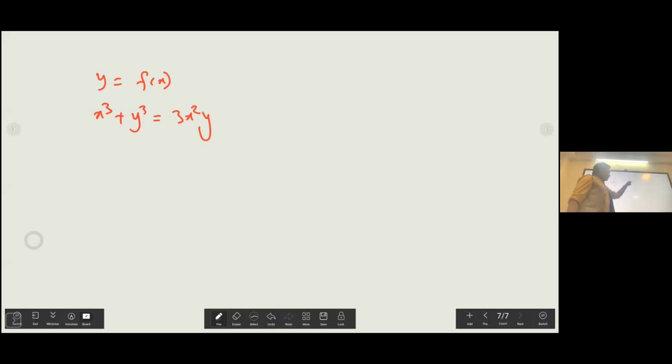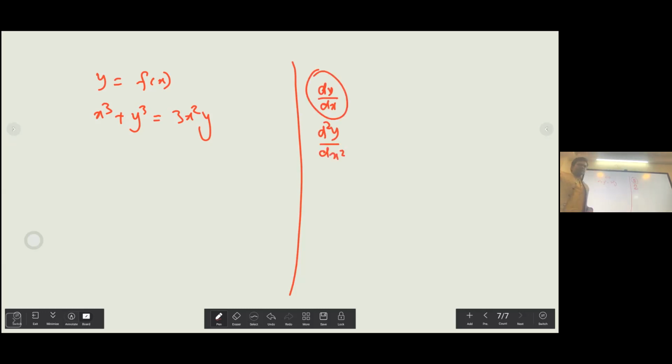Now, for Maclaurin series, a lot of times you're asked to find dy by dx and the second derivative, which is d square y by dx square. A lot of times students are able to do dy by dx for implicit relations, but the challenge comes when it is the second derivative. So let's first try to do the first derivative for this.